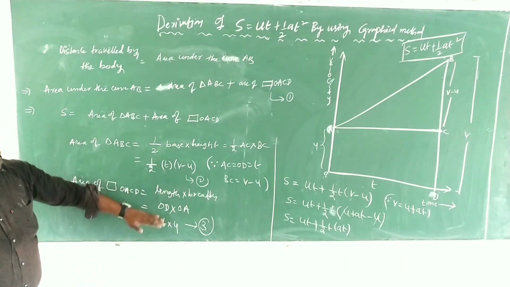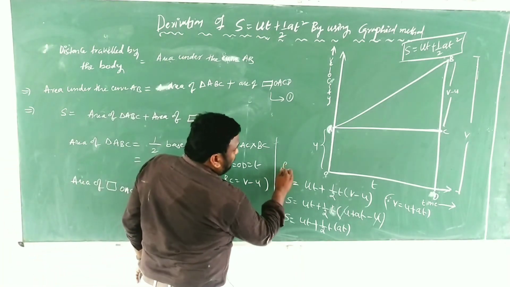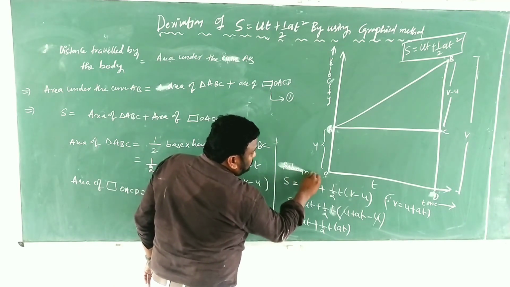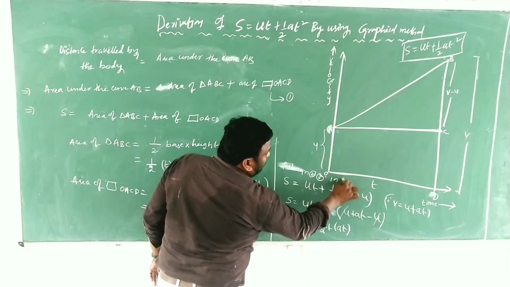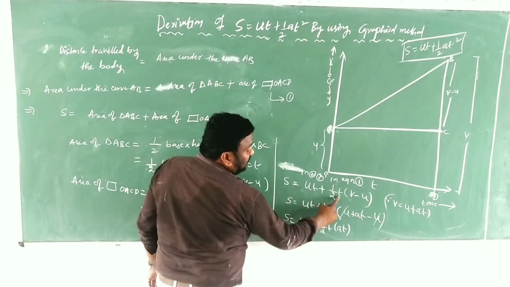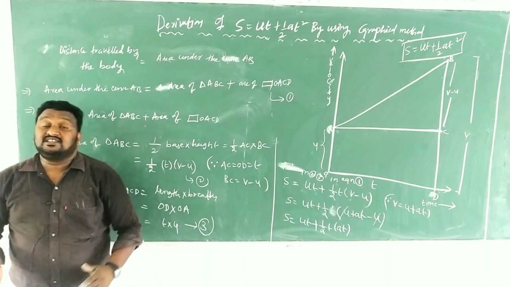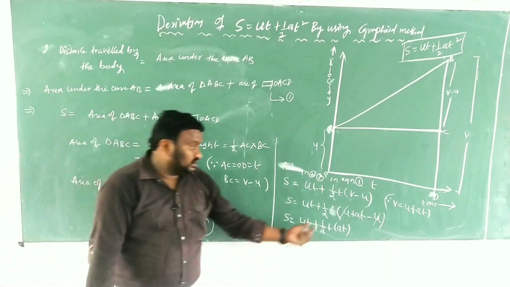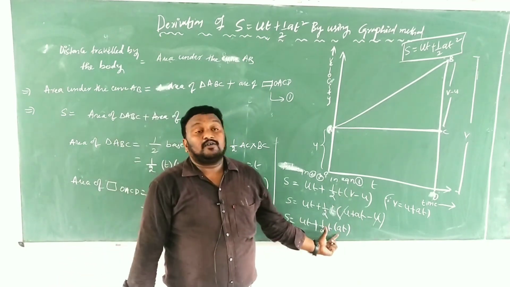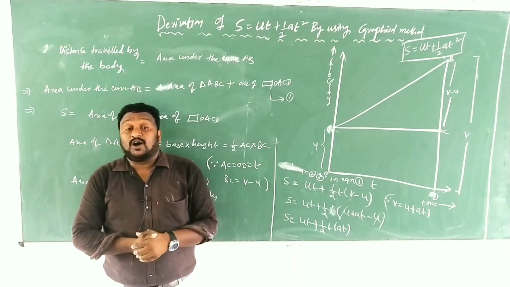Now substitute equation number 2 and 3 in equation number 1. Then what do you get? S is equals to UT plus half into T into V minus U. What is V? Final velocity. What is the expression of final velocity? V is equals to U plus AT. We substitute. After that U cancel. What do you get? S is equals to UT plus half into T into AT. That's what you get. S is equals to UT plus half AT square.